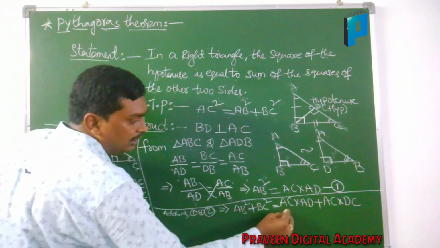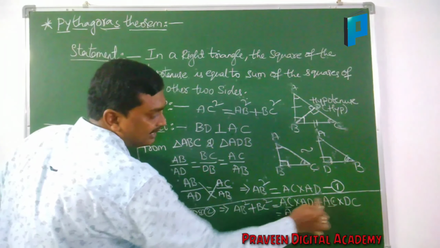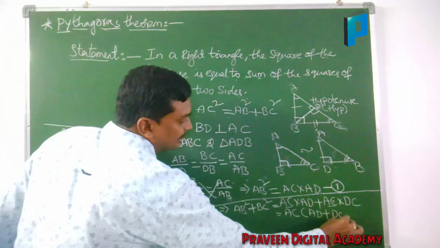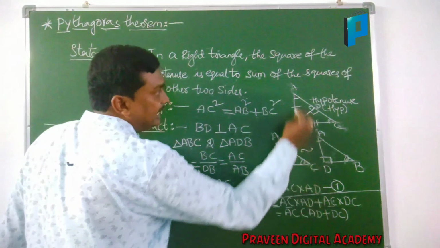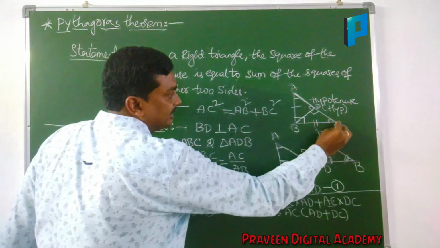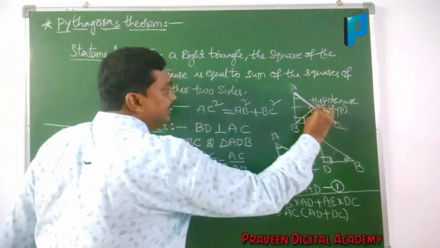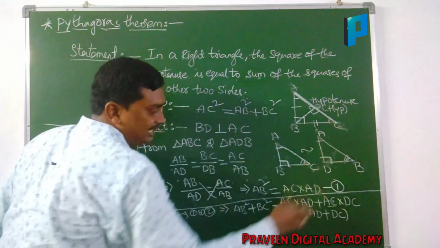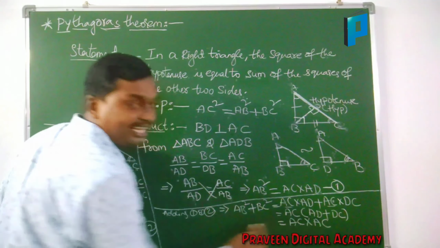Now what to do here? Here AC is there, here AC is there. Take AC common. So what you will get? AC if you take in common, you will get AD plus DC. Now from the figure you observe what is AD. From the figure AD is this one and CD is this one. What is AD plus DC or CD? This total, no? AD plus CD is AC. So I can say it as AC into AC.